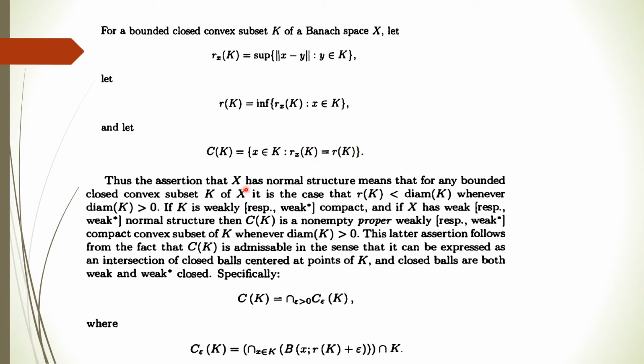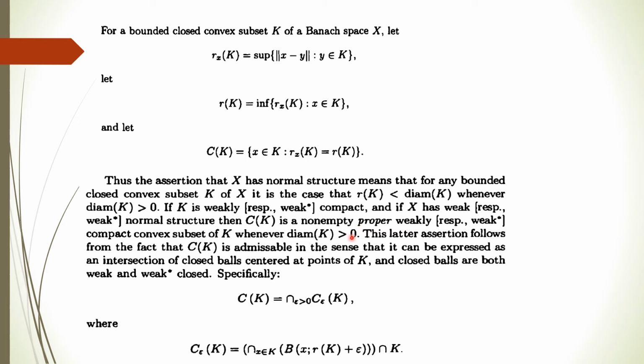Okay, so we have an assertion which says that X has normal structure, meaning that for any bounded closed convex subset K of X, whenever the diameter of K is strictly greater than 0, r(K) should be less than the diameter of K. If K is weakly or weak star compact, and if X has weak normal structure or weak star normal structure, then C(K) is a non-empty, proper weakly or weak star compact convex subset of K whenever the diameter of K is strictly greater than 0.